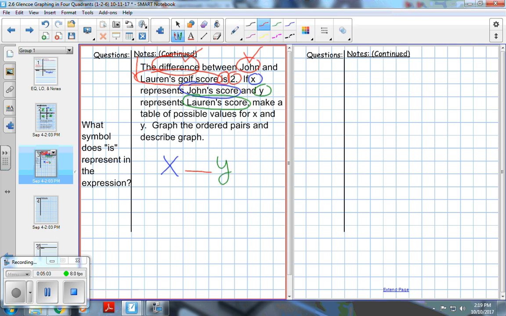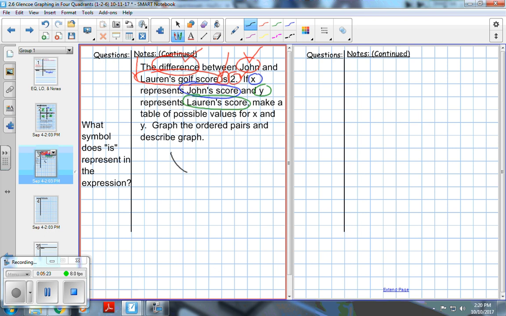Then we have the "is." What symbol does "is" represent? Yep, it's an equal sign and 2. So notice we've created this equation, which kind of looks funny, so I'm going to clean this up real quick. I like how it came out that way.